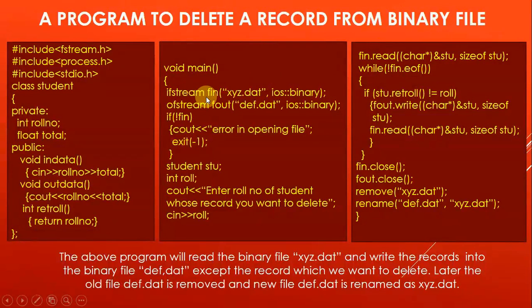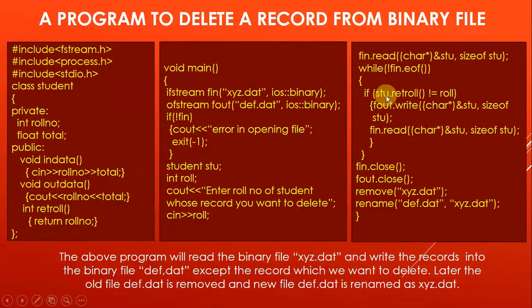Now when I open the file in ifstream mode, my file pointer is at the beginning of the file. So when I give this command fin.read((char*)&stu, sizeof(stu)), the first record will be read and stored in the object stu. I will use the loop while not fin.eof, unless or until the end of file is reached.